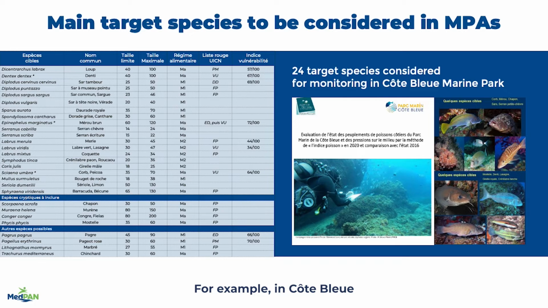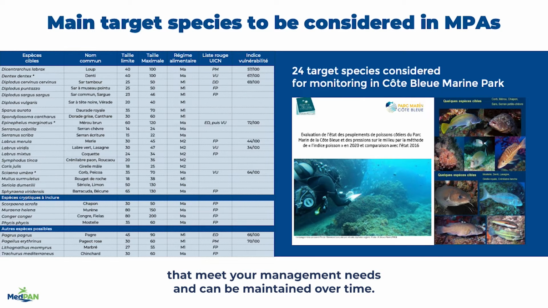For example, in the Côte Bleue Marine Park in the south of France, 24 target species are monitored. The list includes their scientific and common names, minimum authorized size, maximum size, diets, IUCN status, and a vulnerability index. Following this example, it is important to focus the monitoring effort on a limited list of relevant target species using cost-effective protocols that meet your management needs and can be maintained over time.